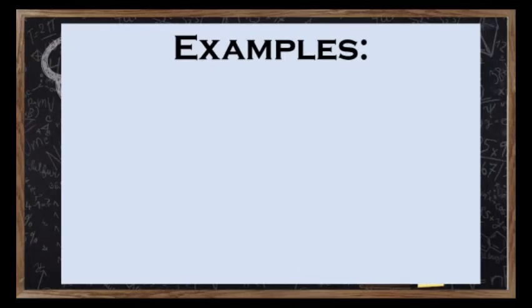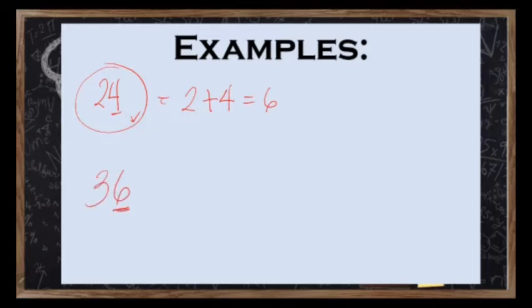Another example, 24. 4 is an even number. When we add the digits, 2 plus 4 is equal to 6. 6 is divisible by 3, so therefore 24 is also divisible by 6. Another example is 36. 6 is an even number, so 36 is an even number. When we add the digits, 3 plus 6 is equal to 9. 9 is divisible by 3. Therefore, 36 is also divisible by 6.